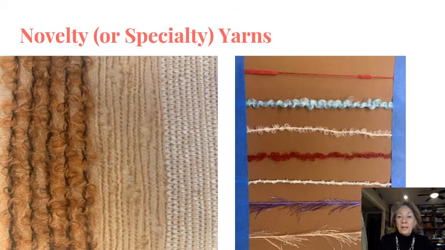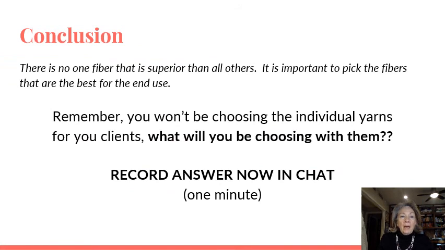So you have all these different textures that can be built into the yarns that give you different kinds of end products, depending on how the yarn is fabricated and also depending on the types of fibers the yarn was made out of. It can be manipulated in all kinds of ways to give us loops, slubs, nubs, eyelash fibers sticking out. All kinds of things can be done to manipulate the yarn. There is no one fiber that is superior to all others, but it's important to pick the fibers that are best for the end use.